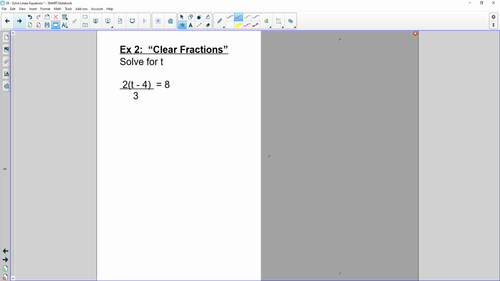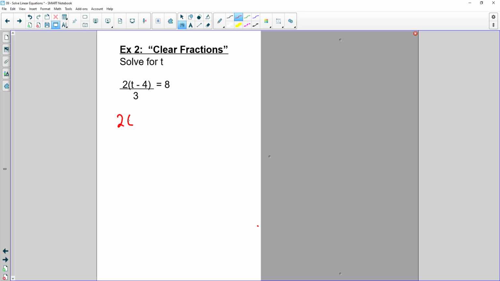Okay, what if we have some fractions here? Well, like we talked about a lot, fractions are annoying. So one of the things we can do is just get rid of the fraction. That's the first thing we're going to do. In this case, we have 2 times (t minus 4) over 3 equals 8. What makes this one a little bit annoying is that it's divided by 3. So let's get rid of that fraction right away, and we do that by multiplying by whatever's in the denominator. We're going to multiply everything by 3. It's divided by 3, so we do the opposite, multiply by 3.